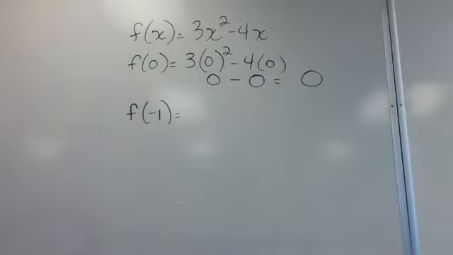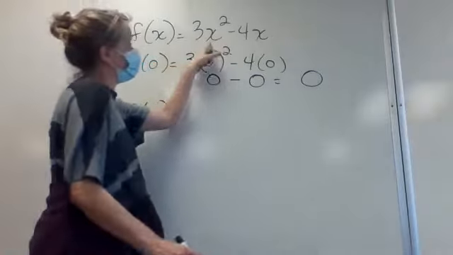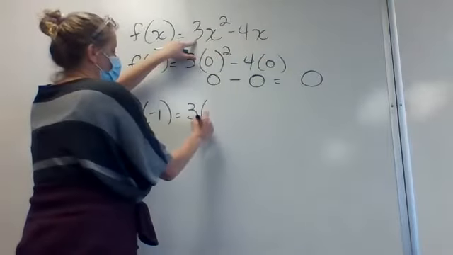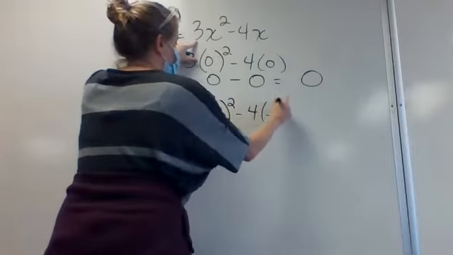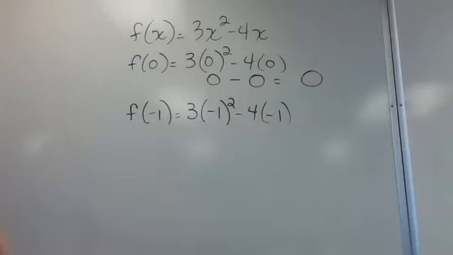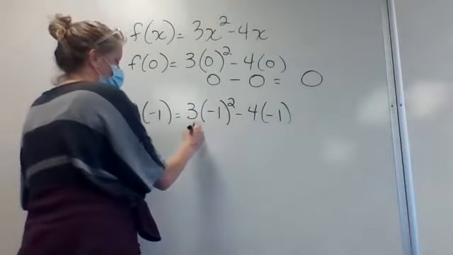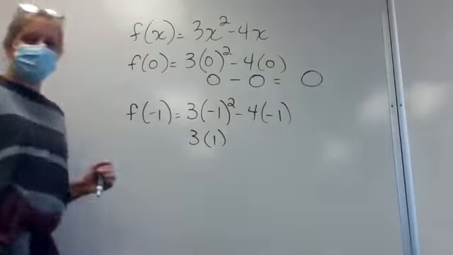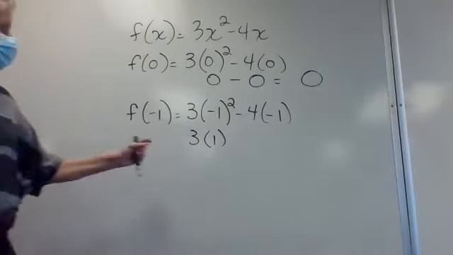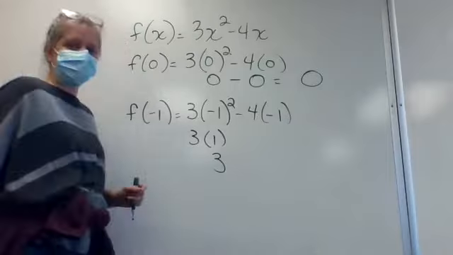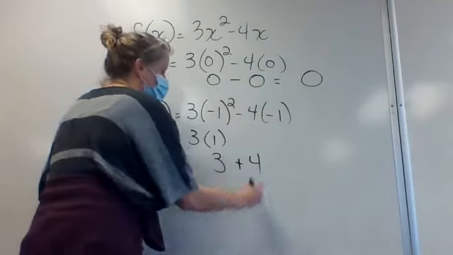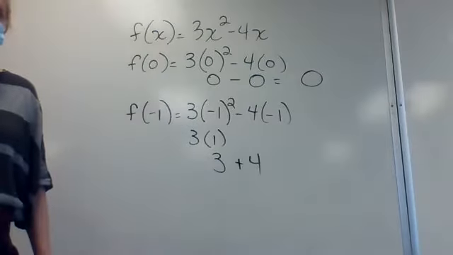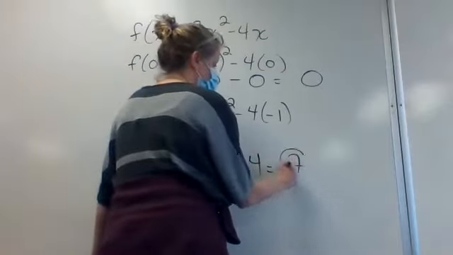And it wants me to find f of -1. So now I'm going to replace my x's with -1. So I have 3 times -1 squared minus 4 times -1. Be careful with your signs. -1 squared turns into +1. So I have 3 times 1 here, which is just 3. What's -4 times -1? Turns to +4, which gives me 7.